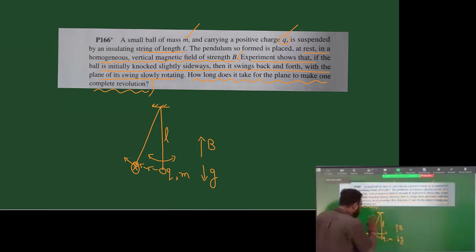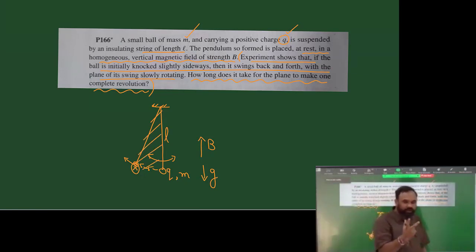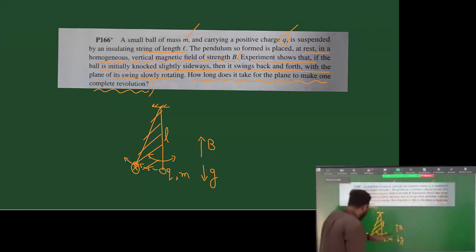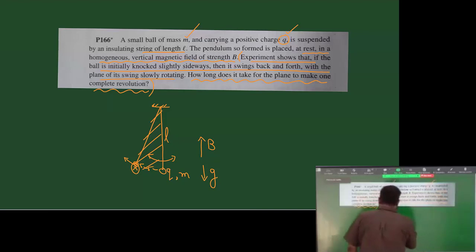Now, one thing is clear, that there is one force, the magnetic force, which will always try to change the plane of motion of the charged particle. The charged particle would otherwise have been in a vertical plane, but that plane itself will rotate because of the presence of the magnetic field. We understood this point. Somebody said, sir, what is the fundamental equation which is governing the motion of this particle?